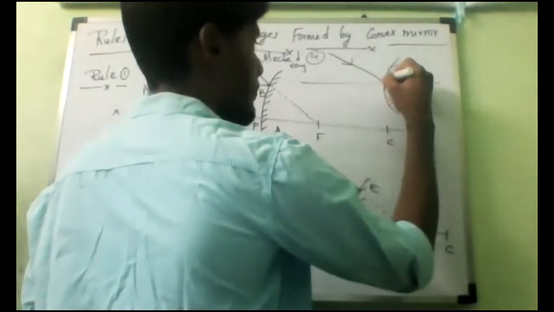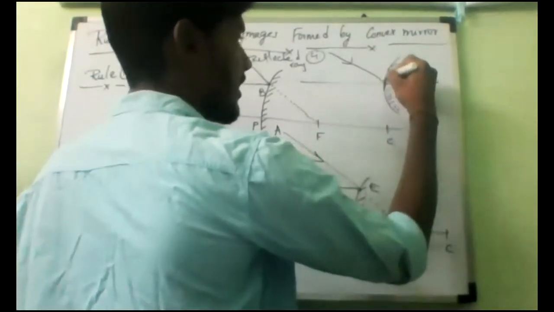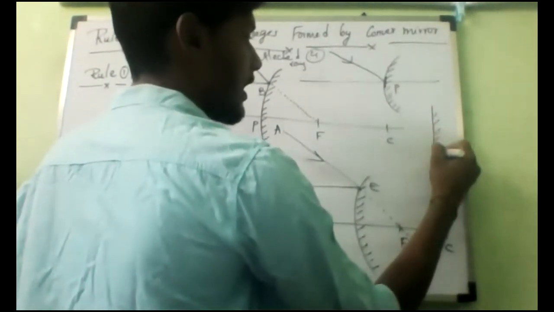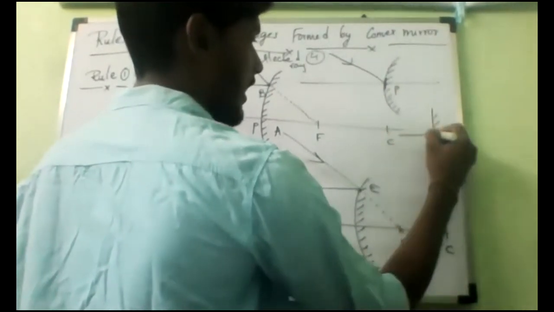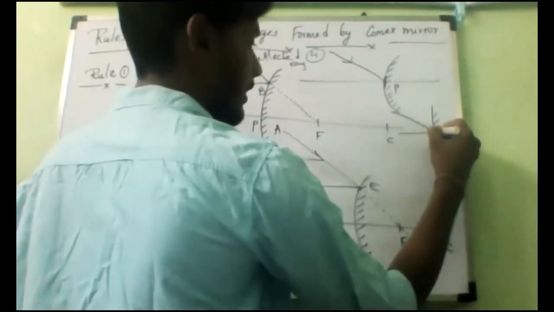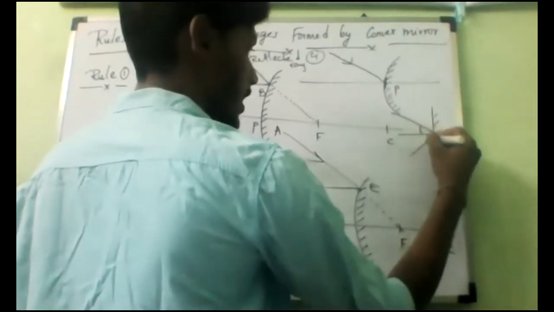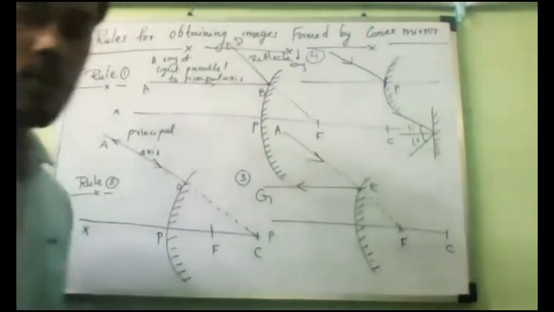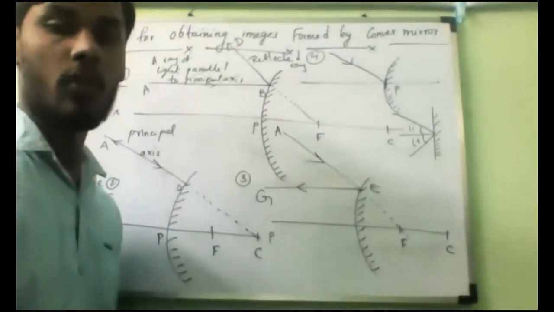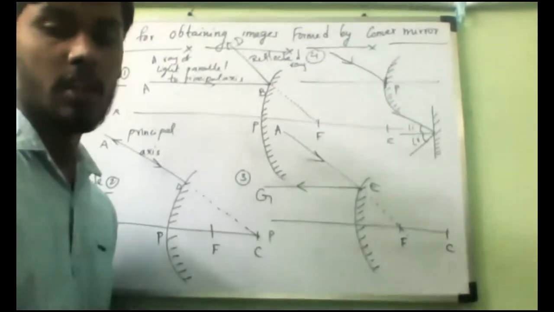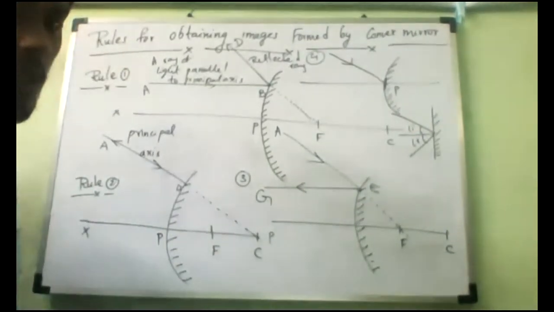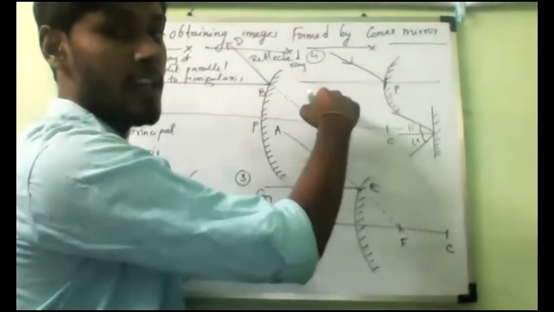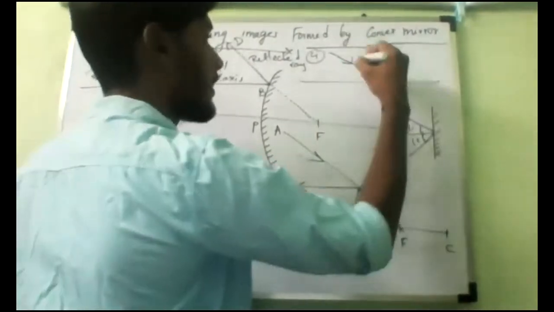So at the pole, it looks like a plane mirror. As we know for a plane mirror, if you send the incident ray at some angle, the reflected ray will go at the same angle. Yes or no? Yes, sir. So that is rule number 4. Everybody must remember that. Understand? So here, rule number 4 is a ray of light which is incident at the pole of a convex mirror.